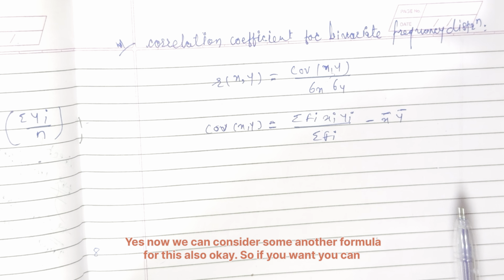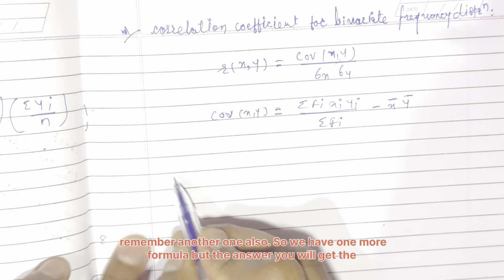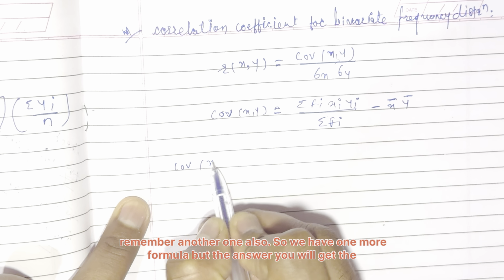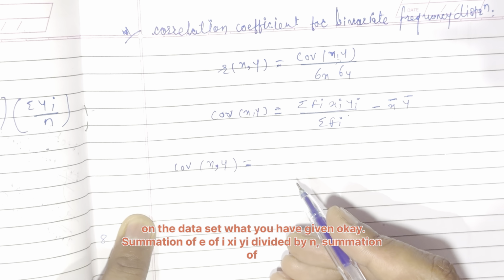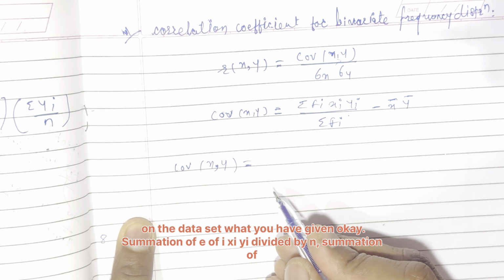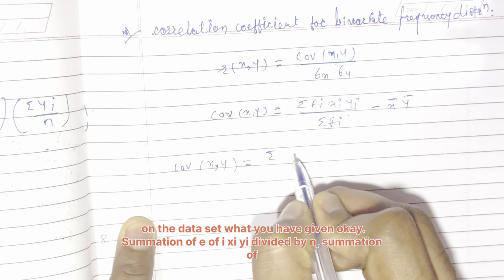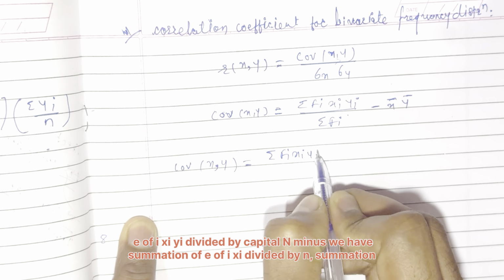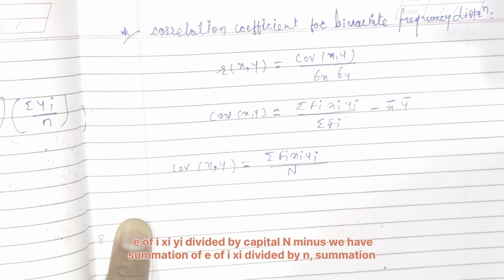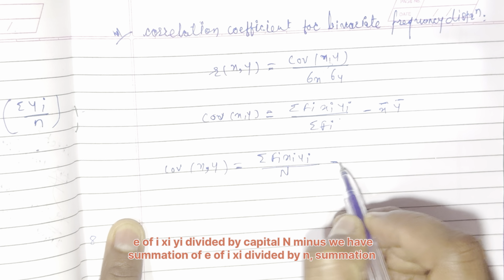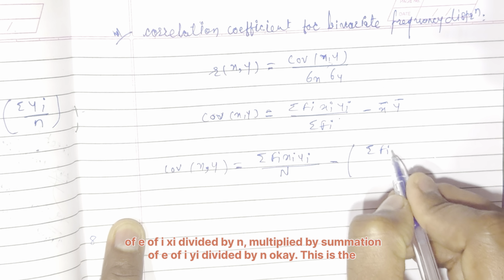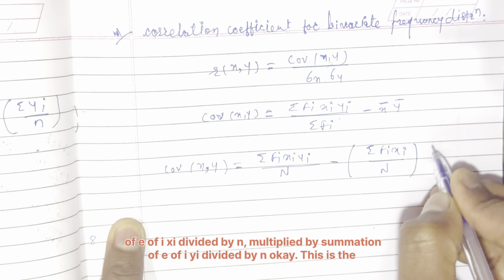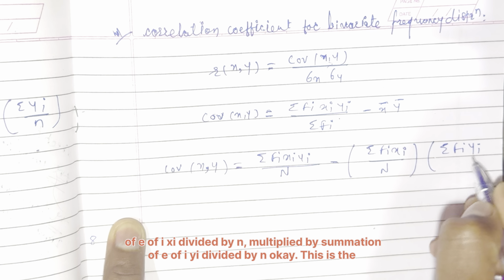Now we can consider another formula for this also. If you want, you can remember another one also. We have one more formula, but you will get the equivalent answer. You can apply this one or that one; it is completely based on the data set given. Summation of fi xi yi divided by capital N, minus summation of fi xi divided by N multiplied by summation of fi yi divided by N.